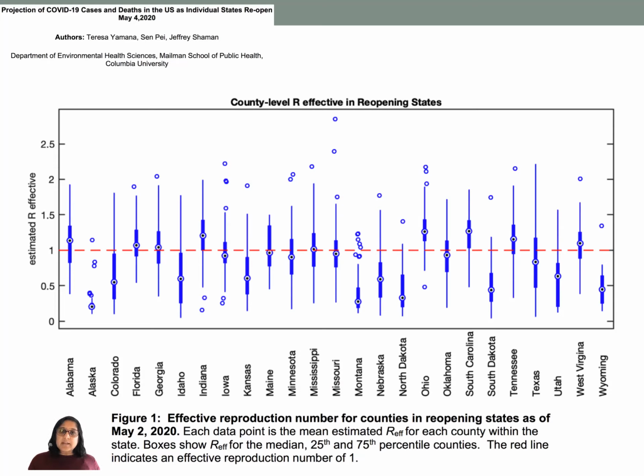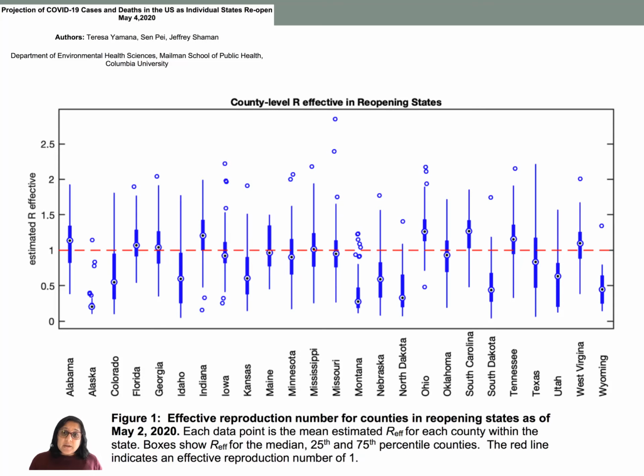I think in this study, they calculated it for each state, and only these states are shown in this figure. So what did they do? They calculated the R naught for each county and then got a number that would sort of represent the R naught for that entire state.